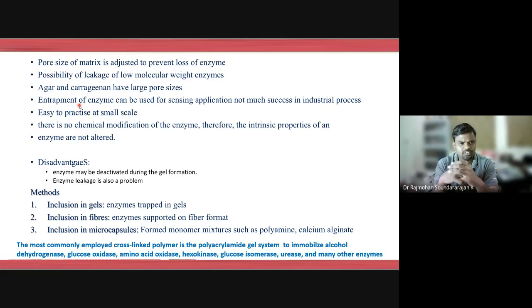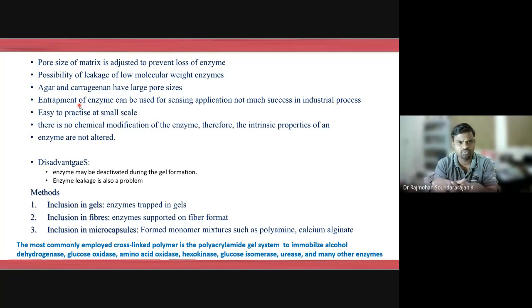As I said, it is easy to practice at small scales, and there is no chemical modification of enzymes, which means that the natural or intrinsic properties of the enzymes are retained. And obviously there are some disadvantages associated with this. Some of the enzymes may get deactivated during gel formation, and as I said, when the pore size of the matrix is not adjusted properly, leakage of enzymes may take place.